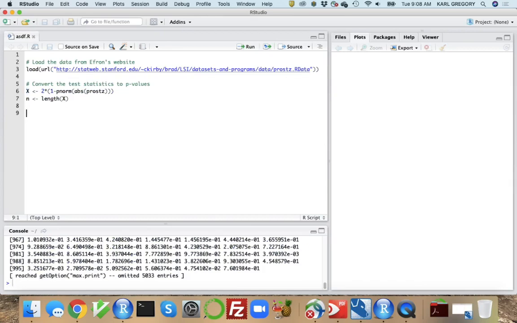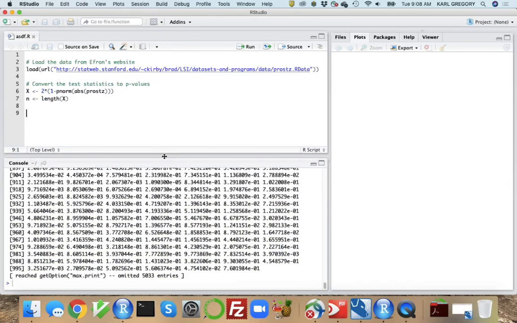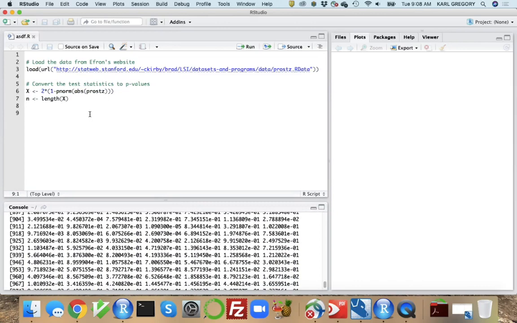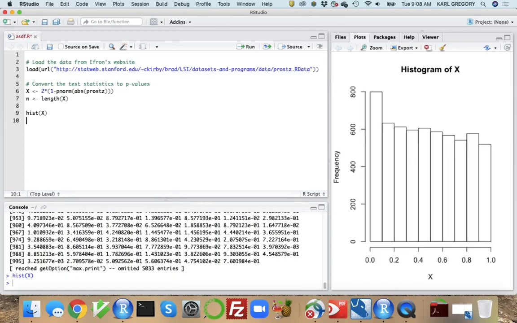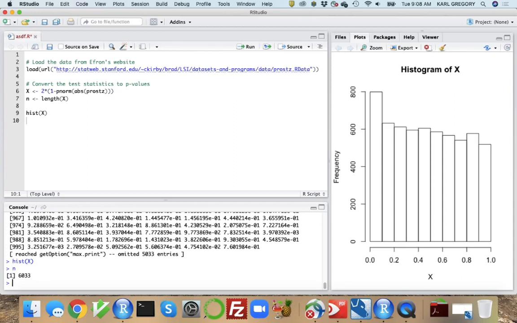The data in X, these data are all between 0 and 1. There are a bunch of p-values for testing 6,033 different hypotheses about different genes. Each hypothesis is: is this gene significant? Is that gene significant for predicting some outcome? Okay, we want to fit the beta distribution to these data.